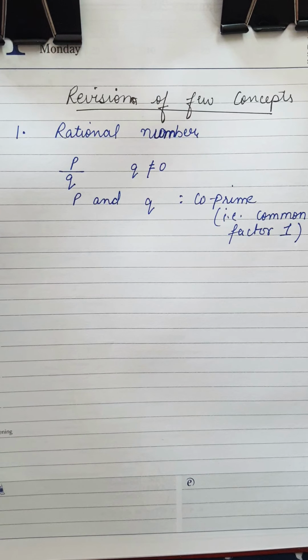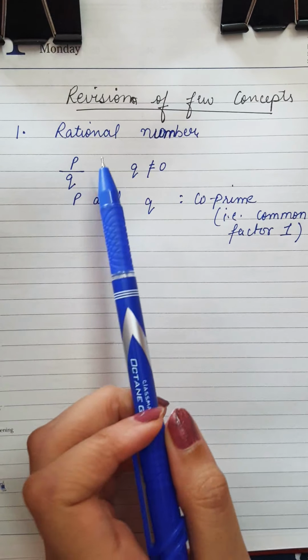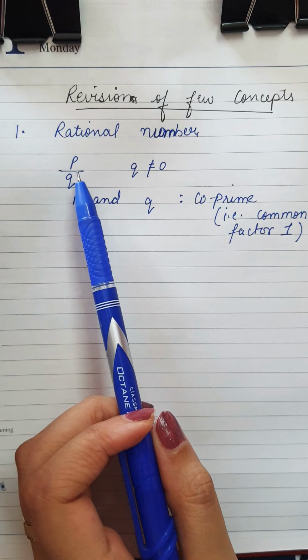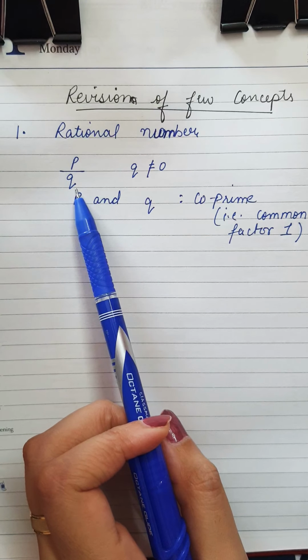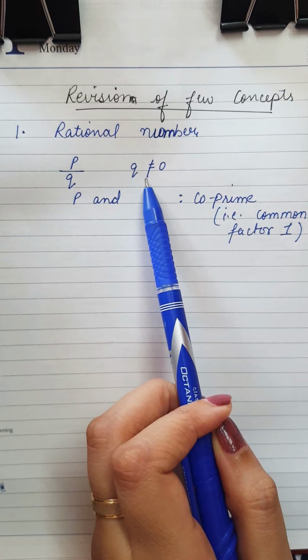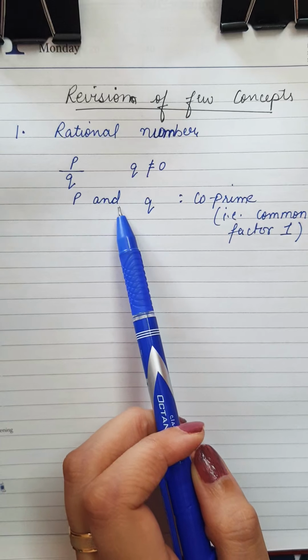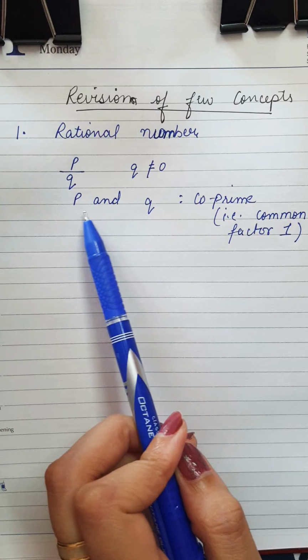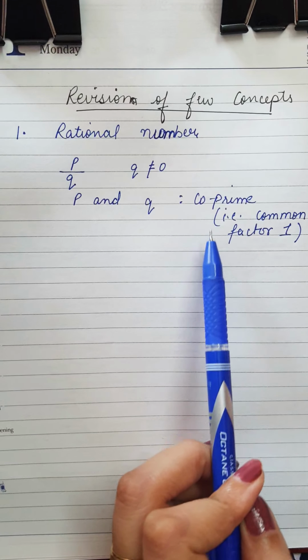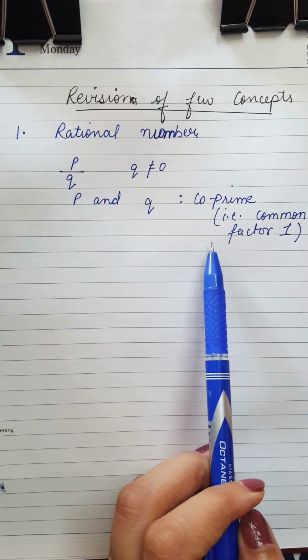Okay, so before we start our actual contradiction method, we need to revise a few points. Number 1, rational number: the number which can be expressed in the form of p by q, that is, fractional numbers. Second condition, the denominator should be non-zero. And the third and the most important condition, that both p and q should be co-prime, that is, there should be no common factor other than 1.